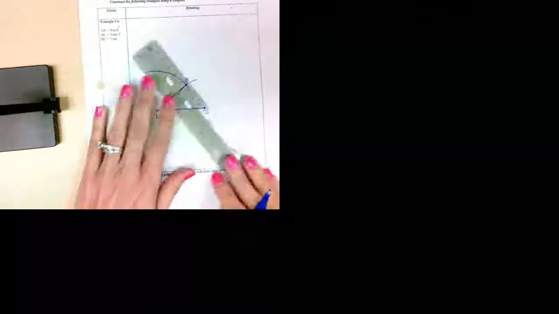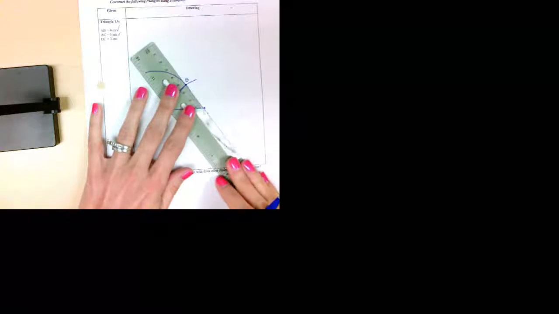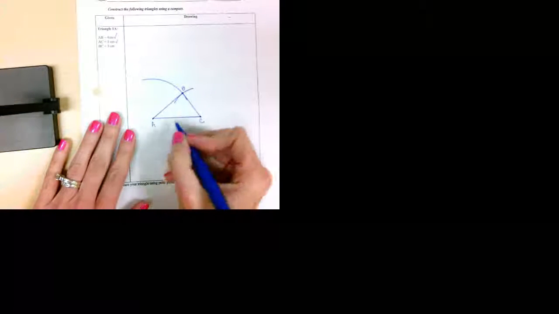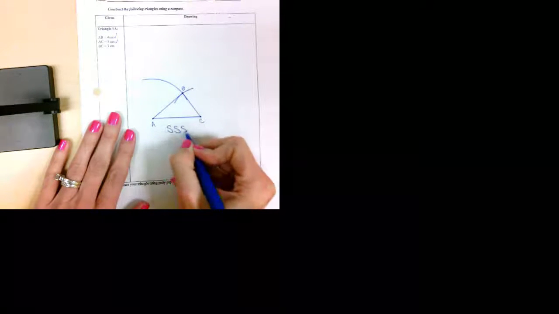So then we just lay our ruler down and connect our dots. And there's our triangle. So this is when we have side, side, side.